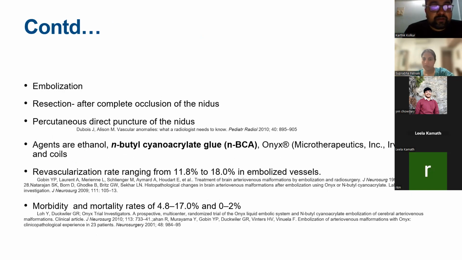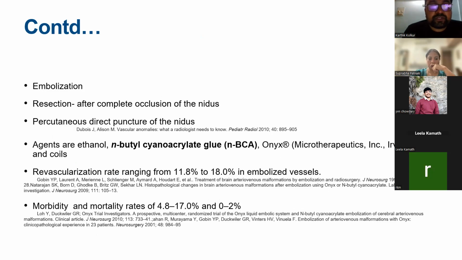So the definitive treatment is the resection, but the initial modality of management, the first line of management, will be embolization. Percutaneous or transarterial embolization is the first line of therapy in case of any AV malformation. So we have discussed a lot of various agents as well as complications associated with them. Second thing is the surgical, that is resection.